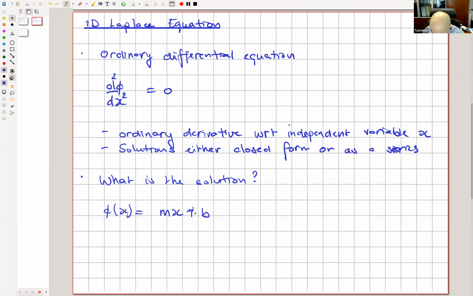In this case, really what is there to note is that this is a straight line with two unknowns. So the characteristic of a one-dimensional Laplace equation is that we end up with a straight line solution with two unknowns.